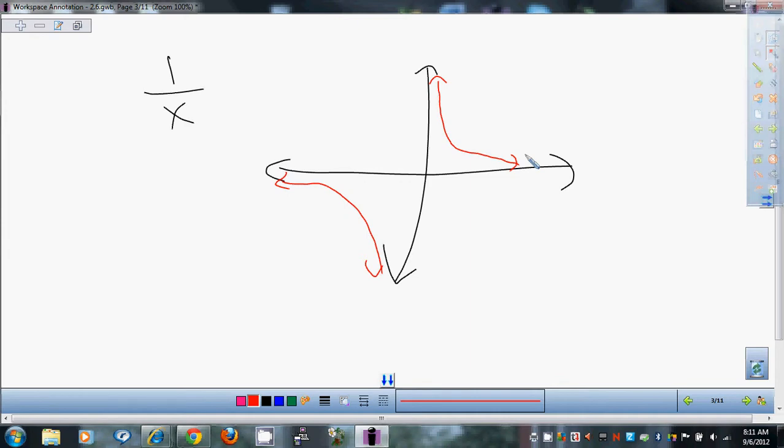So 1 over x squared and 1 over x are the parents that we are looking at today. Although we're not going to come back to these for a few slides, we're going to first focus on general asymptotes, and we'll come back to those two parents.